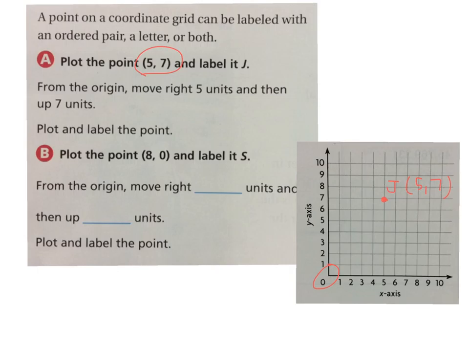In order to plot the point 8, 0, from the origin, remember the origin is 0, 0. Okay, you can think origin starts with O. O looks like 0, 0, 0. It's the origin always. It's this little corner here. I need to move to the right how many units? Show me with your fingers. Yeah, I need to move to the right 8 units. And then up how many units? Show me with your fingers. 0, because the Y coordinate is 0. So my point S would be right here, and I would label that S. Okay, so you can also plot points on the axes.